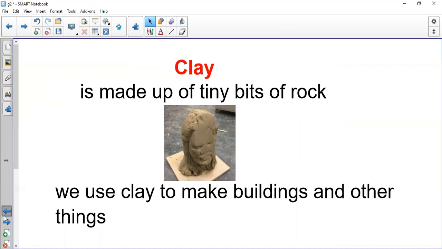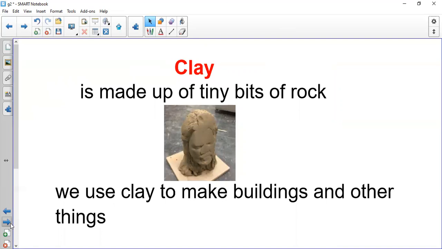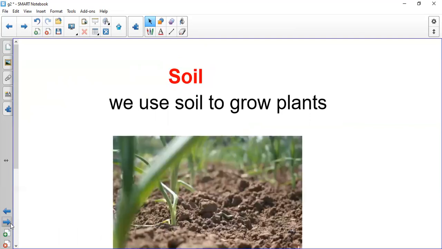So remember that rocks are pieces of earth crust. Clay is made up of tiny bits of rock. How can we use the clay? We can use the clay to make buildings and other things.